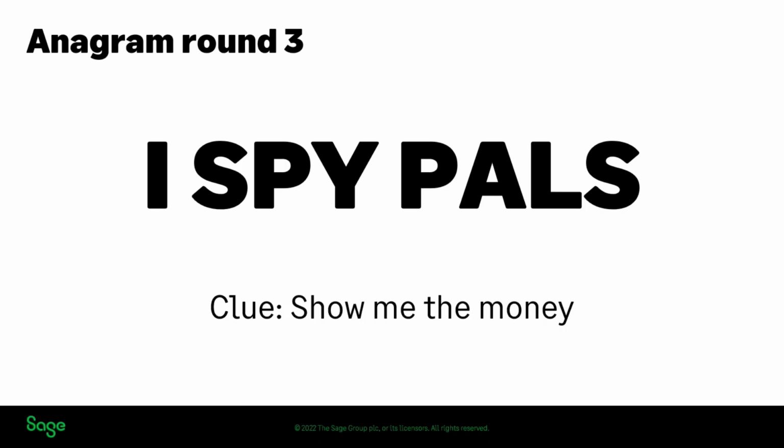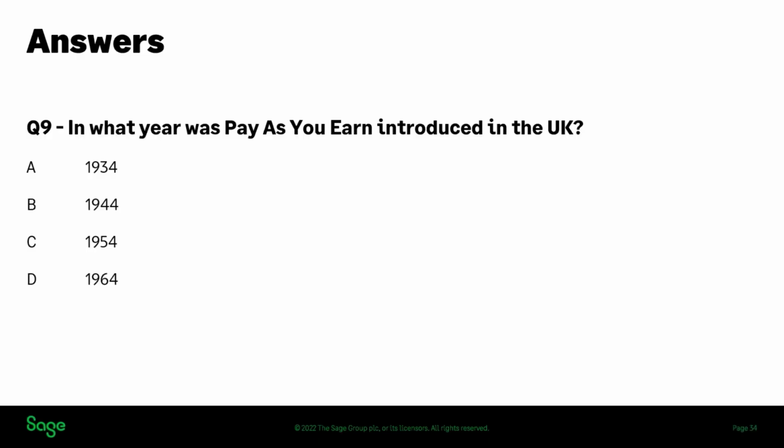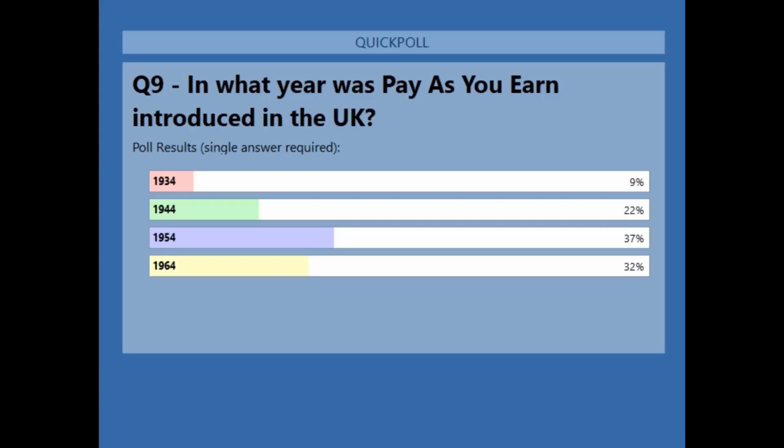Okay, so let us start revealing the answers for round 3. And we shall start with what year was pay-as-you-earn introduced in the UK? Again, fairly even split with this one, but we do have a slight majority for 1954. Now, I'll be honest, I did trip up Duncan with this earlier, so I'm going to hand over to Duncan to reveal the answer to this one.